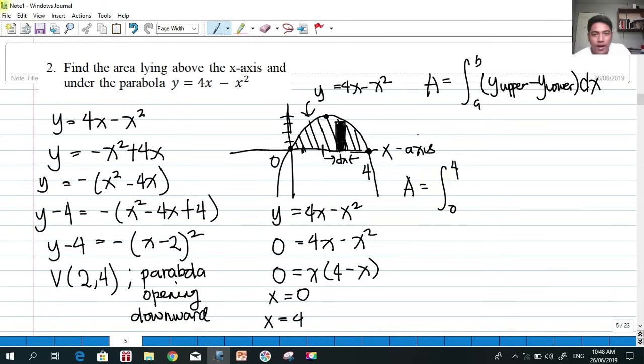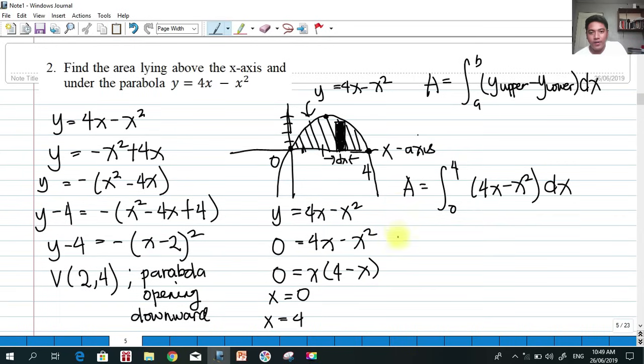Again, what is our y upper? We have drawn a vertical strip here. It touches the parabola, so that must be our y upper. It should be expressed in terms of x because we cannot integrate it if it is expressed in terms of y. It's already given, y is already isolated here. So we have 4x minus x squared minus y lower. The strip touches the x-axis, so that is not a curve. It means minus 0. So we have a simplification of our formula here.